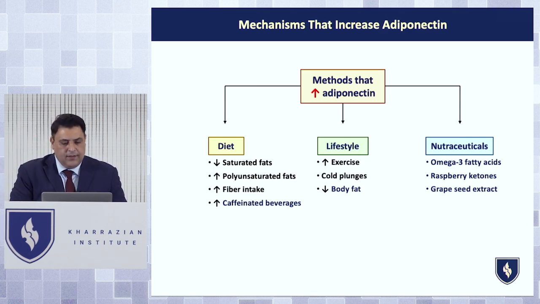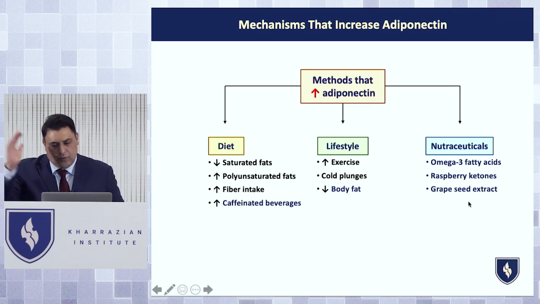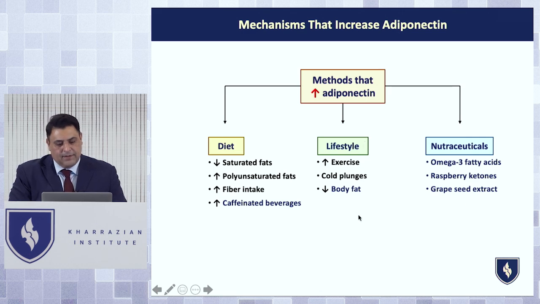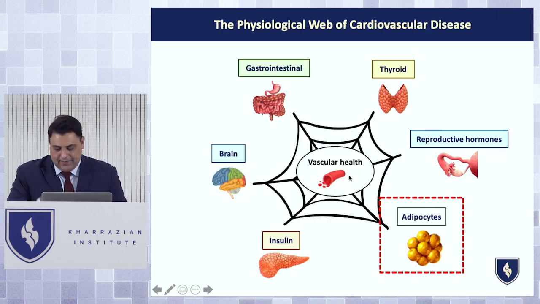So when someone has these cardiovascular mechanisms, the goal is to reduce their white fat as much as possible, reduce inflammation as much as possible, but at the same time, consider things like cold plunges and even coffee and raspberry ketones to get these adiponectin levels to have that protective response.